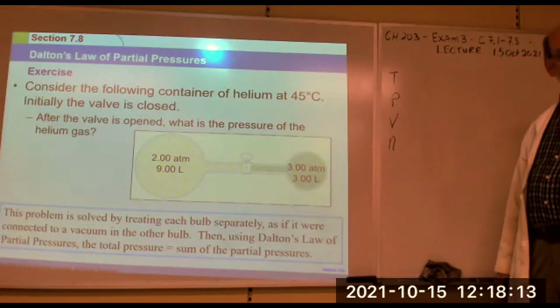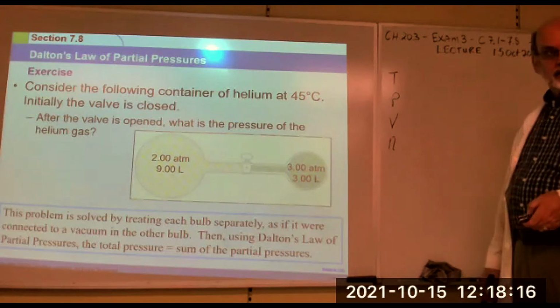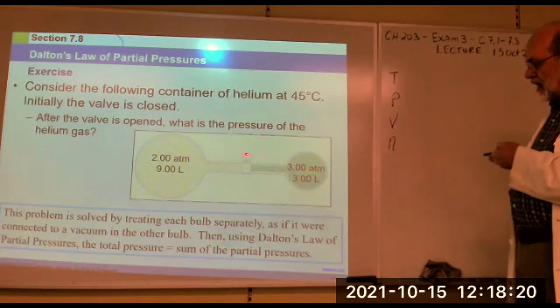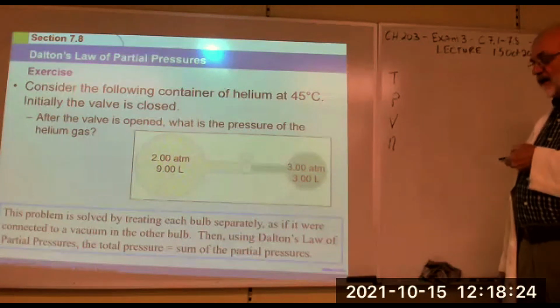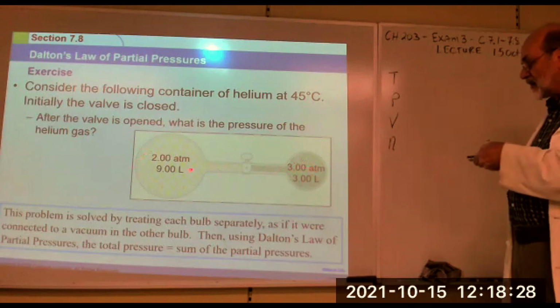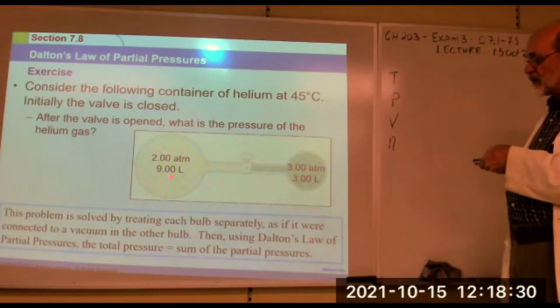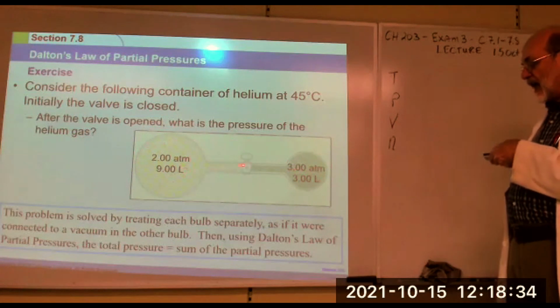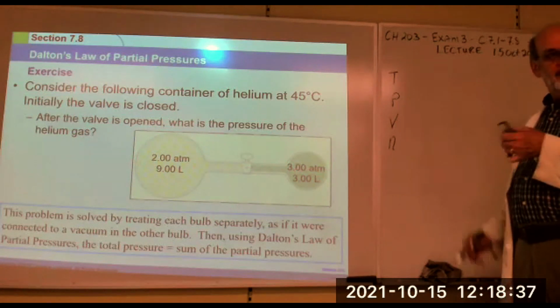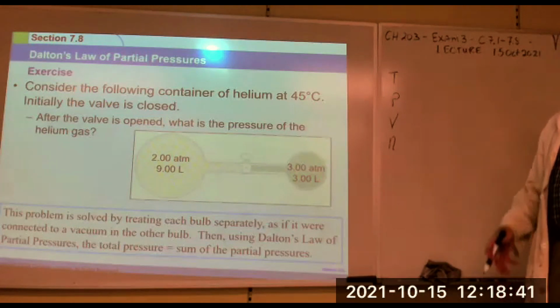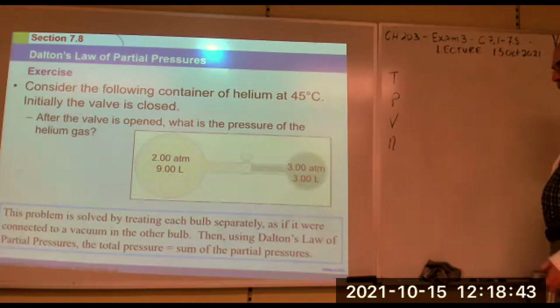The easiest way to do it is to treat them separately. Treat this one as itself with a vacuum over here. And then that tells you what's the pressure of this gas in that space. And then treat this one with that as a vacuum. And that tells you the partial pressure of this gas in all that space. Then you can add them together using Dalton's law and find the total, the final pressure. Okay.